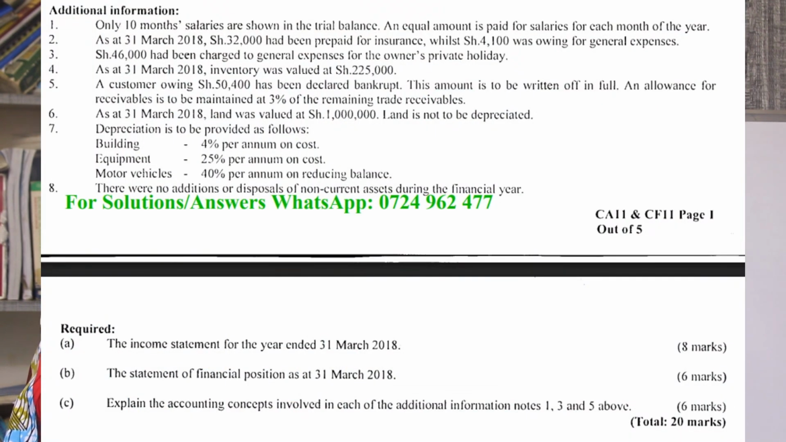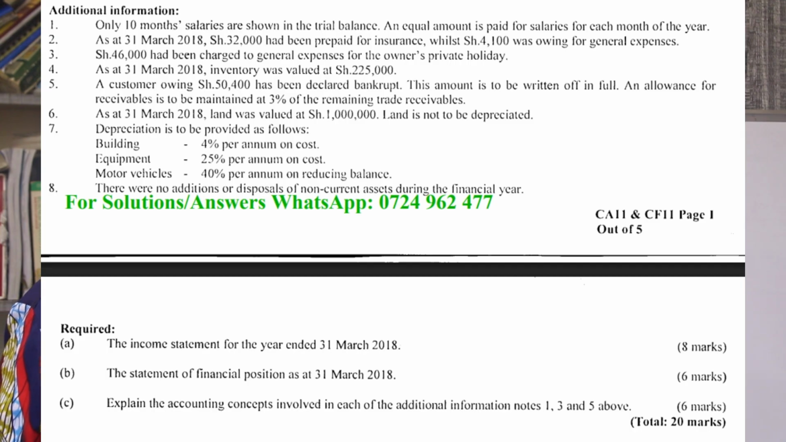Number one, you are told only 10 months' salary are shown in the trial balance. An equal amount is paid for salaries for each of the months. So definitely, you're supposed to compute the monthly salary, but you know that 10 months have been paid, meaning 2 months have not been paid.